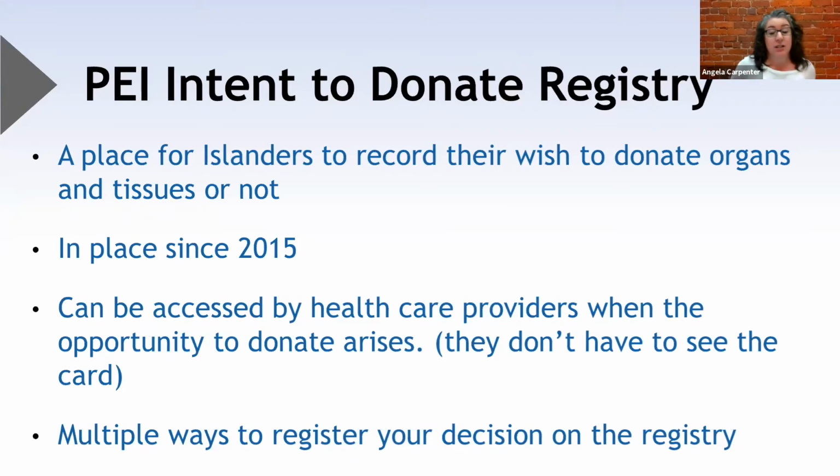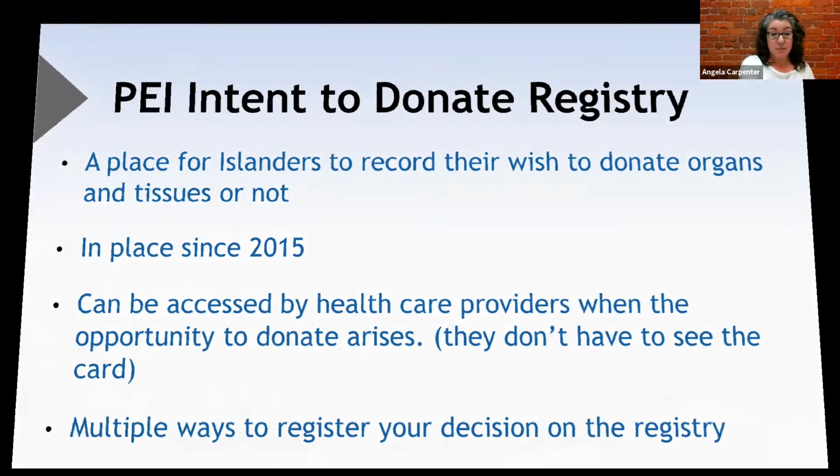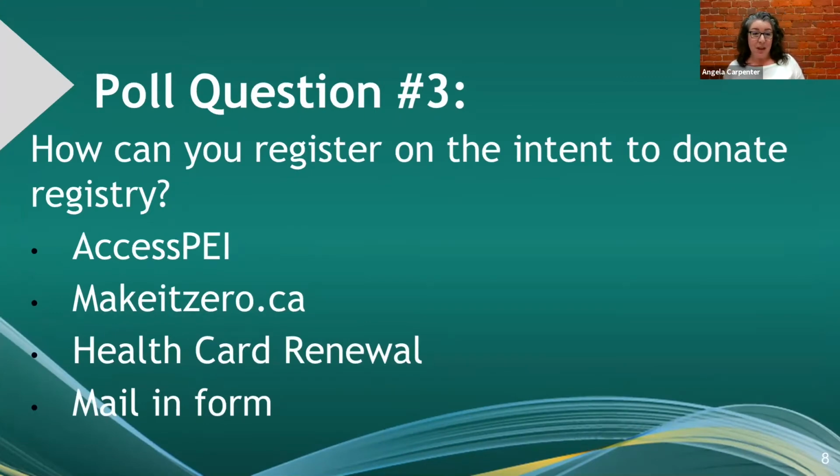And the other big advantage is that there are multiple ways to register your decision on the registry. Which leads to poll question number 3. How can you register on the Intent to Donate Registry? So your choices are to go to Access PEI, so that's where you would normally go to get your driver's license, the website, makeitZero.ca, your health card renewal form, or just mail in a paper form.